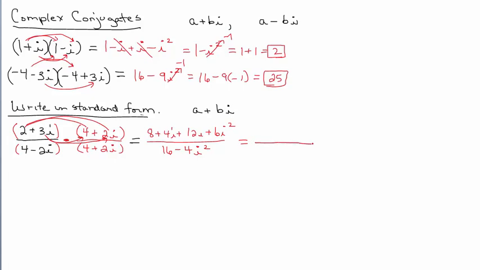Let's do some cleanup on top and bottom. Okay, in the numerator I see i squared is going to change to -1. So that'll be a -6. So I'll end up with an 8 collecting with a -6. So I'll end up with 2. And when I collect these two, I'll have 16i.